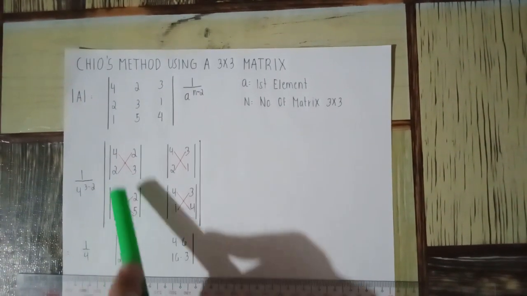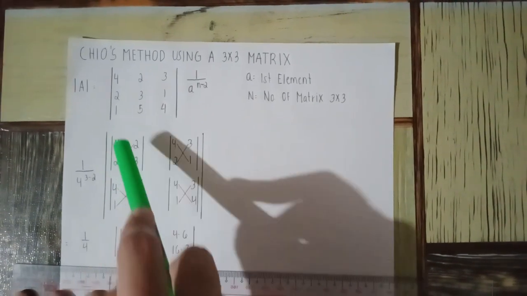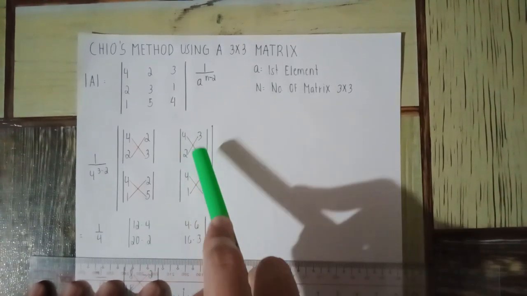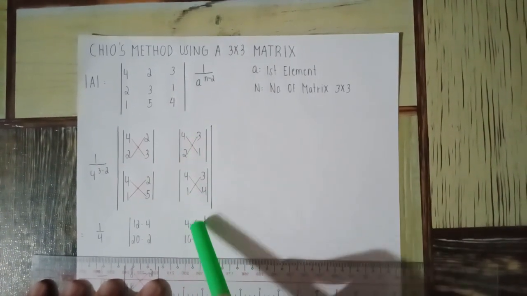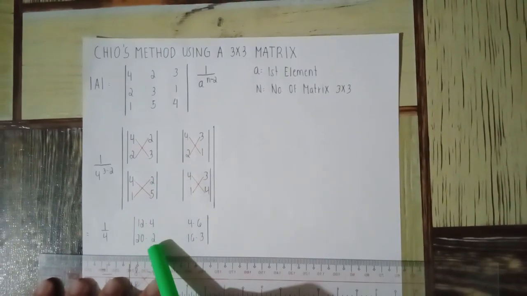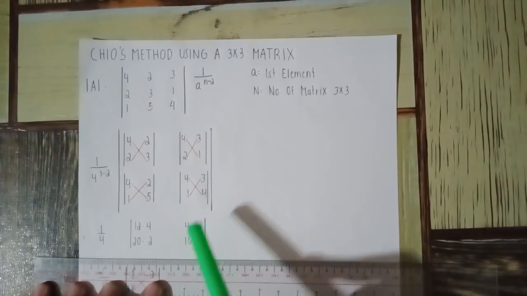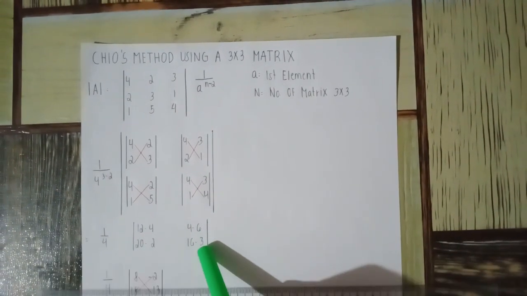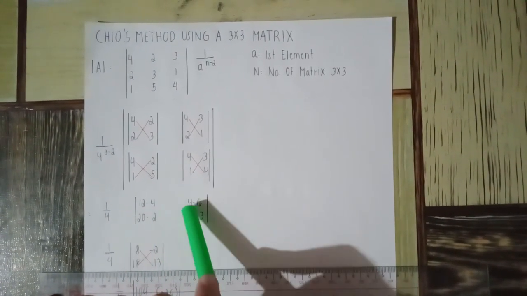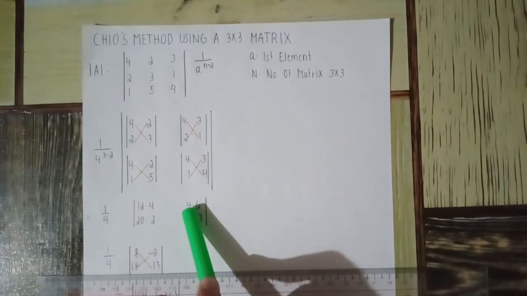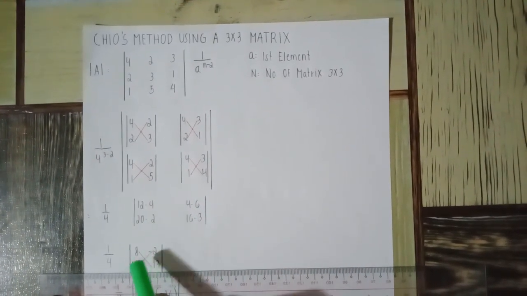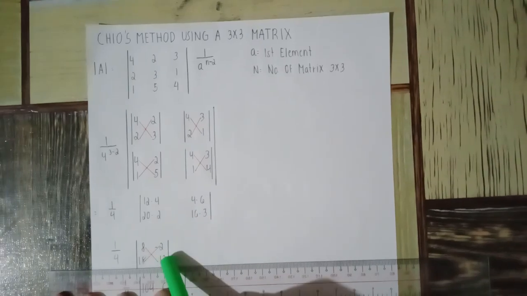And the next step is you use cross multiplication. 4 times 3 is 12 minus 2 times 2 is 4. Next, 4 times 1 is 4 and 2 times 3 is 6. Next, 4 times 5 is 20, 1 times 2 is 2, 4 times 4 is 16, 1 times 3 is 3. The next step is you subtract them. 12 minus 4 is 8, 4 minus 6 is negative 2 because the first number is lower than the next number. 20 minus 2 is 18, 16 minus 3 is 13.